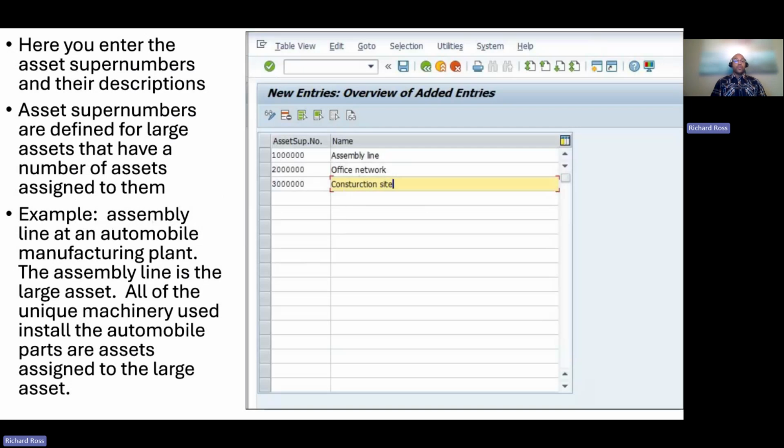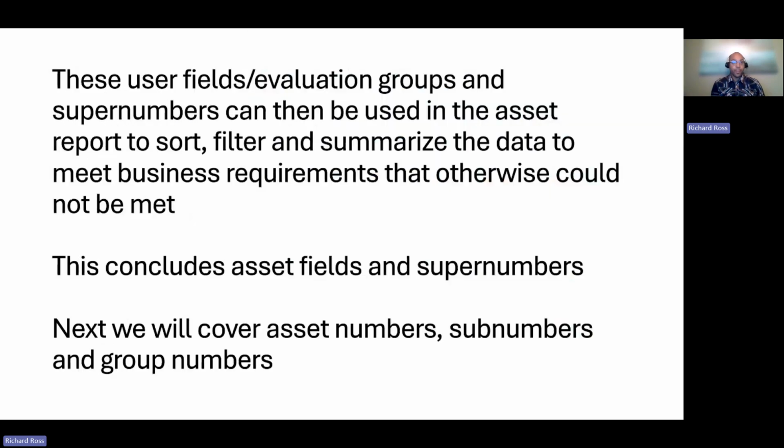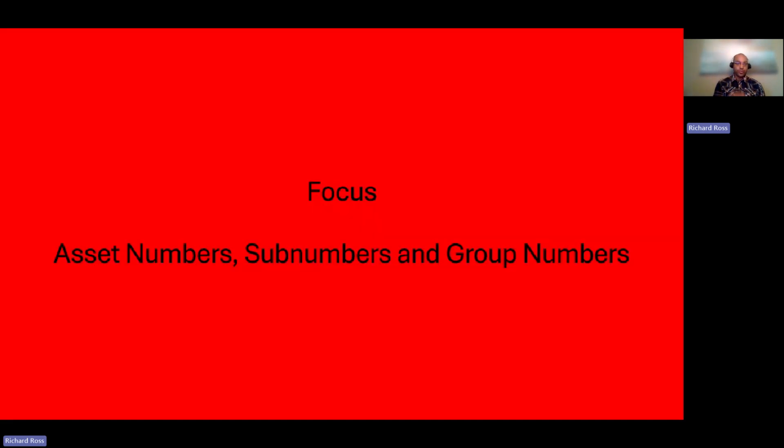Now, all of the unique machinery used to install the automobile parts are assets assigned to the large asset, if you get my drift. These user fields, evaluation groups and supernumbers can then be used in the asset report to sort, filter, and summarize the data to meet business requirements that otherwise couldn't be met. So this concludes asset fields and supernumbers, but next we'll cover asset numbers, subnumbers, and group numbers.